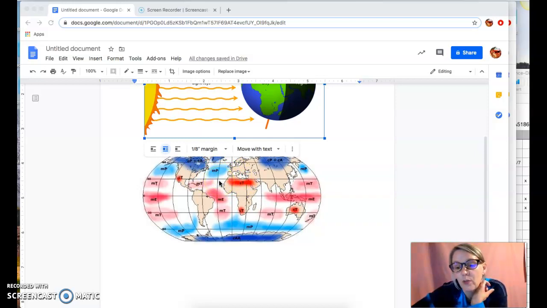So we've heard about weather fronts, maybe on the news when you've watched the weather. We're going to talk about what the different types of weather fronts are, and what kinds of things happen when different combinations of these air masses meet.